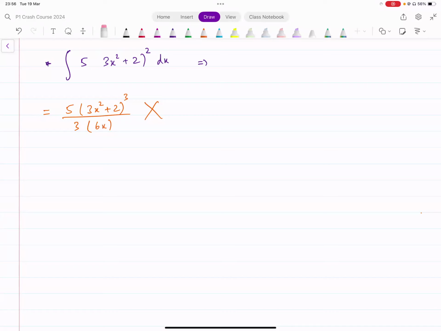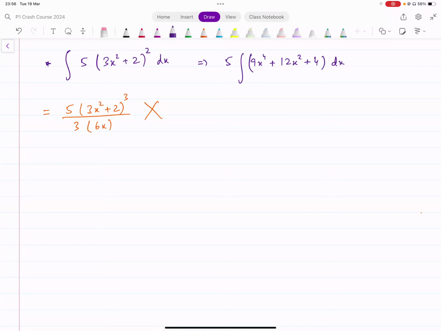We can write the 5 outside, right? That's just a constant multiplying, so it will simplify things if we just write it outside. 5 outside, and inside, what are we left with? 3x squared plus 2 whole squared. Now, you can treat this as a plus b whole squared. How do you expand that? a squared plus 2ab plus b squared. So 3x squared whole squared becomes 9x raised to power 4, plus 2 into 3x squared into 2, that's 12x squared, plus 2 squared, that is 4. This is the expansion that you get from this.